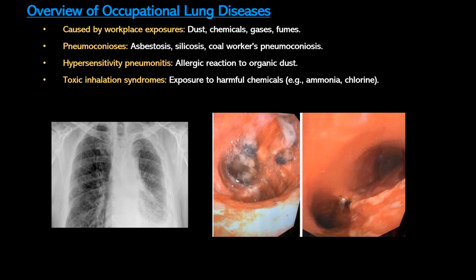Occupational lung diseases result from prolonged exposure to harmful substances in the workplace. Pneumoconiosis involves chronic inflammation from inorganic dust, leading to lung fibrosis and restrictive breathing. Hypersensitivity pneumonitis results from repeated allergic inflammation, causing granuloma formation and fibrosis. Toxic inhalation syndromes involve chemical injury to the respiratory lining, which can lead to airway swelling, bronchospasm, and impaired gas exchange.